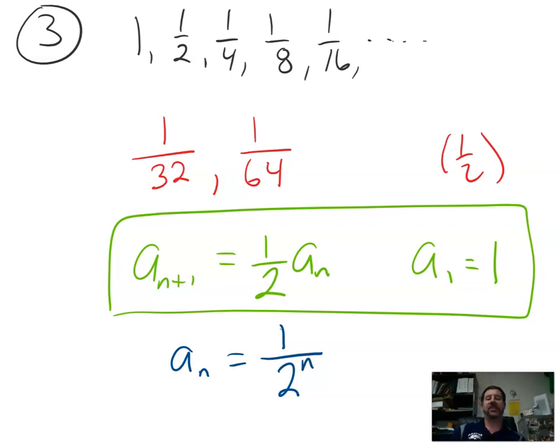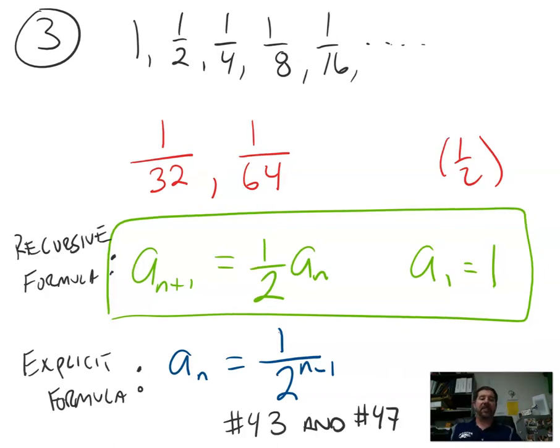Okay? And if I just start here, then I want to kind of double check myself. And if I plug in 1, the first term, I'd get 1 over 2 to the first, or 1/2. That's not my first term. So I think I just need to adjust a little bit. And if I put 1 over 2 to the n minus 1, now if I plug in 1, that would give me 0, and 2 to the 0 power is 1. And so now this works. Okay, so now we found both the recursive and explicit formulas.